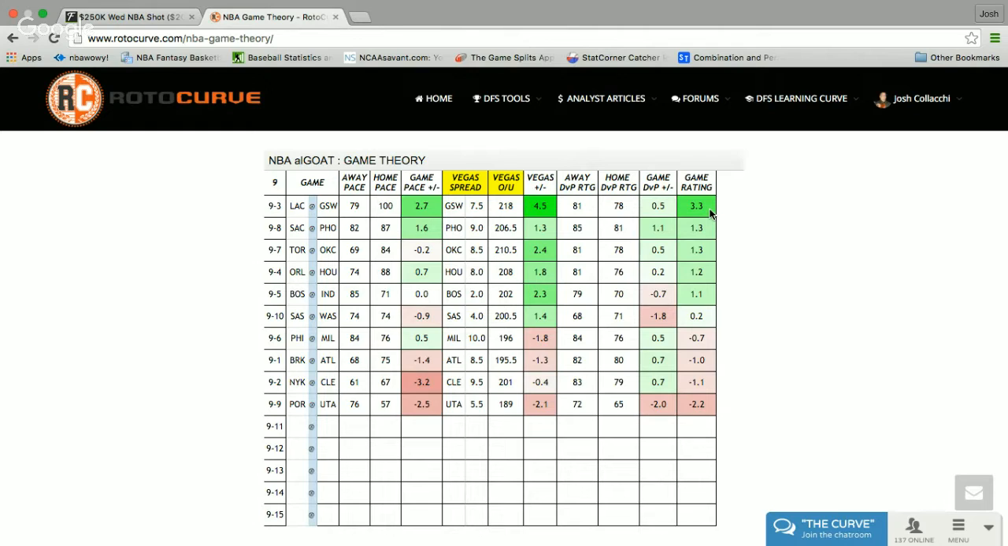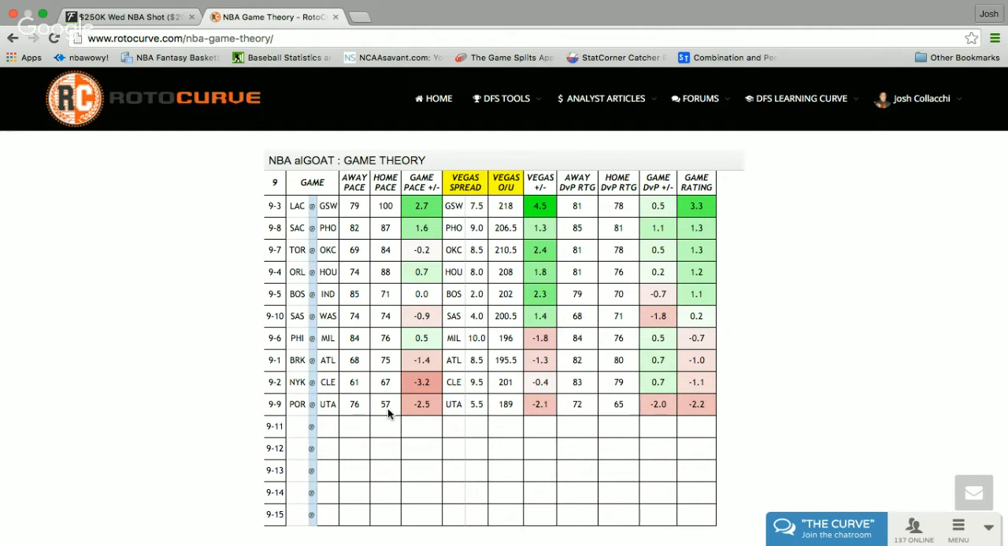What I usually like to do is look at the game ratings first, and I can see that this game right here is not a game you'd like to target. This would be Portland against the Utah Jazz. Knowing the NBA, the Utah Jazz are one of the slowest paced teams, and you can see that with 57, the lowest pace for the given slate. I believe they're the lowest pace for the NBA as a whole. So you would use this as a tool to figure out which games you'd like to target.